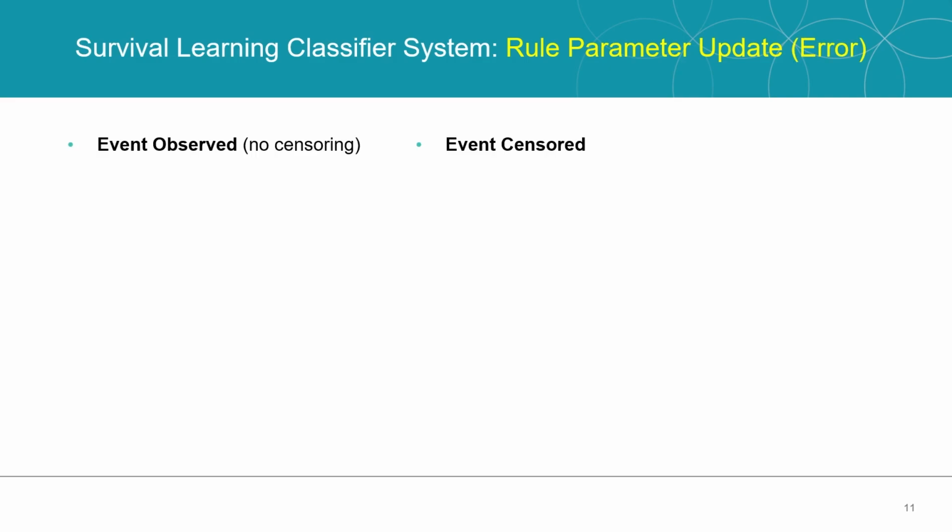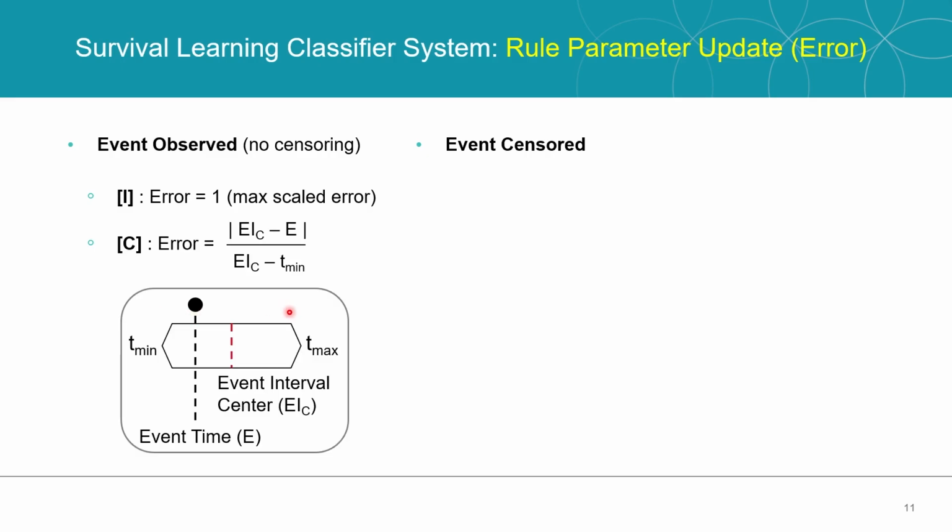Now let's take a quick closer look at how we calculated error in instances that were not censored and were censored. If the rule was in the incorrect set, error was set to a maximum of 1 by default. If it was in a correct set, error was calculated with the following equation, where given an event interval with a maximum time and a minimum time, we focus on the event interval center, which serves as a default specific time prediction for the rule, and we calculate the relative distance between the event interval center and the instance's observed event time. And this is scaled by a maximum distance of the event interval center minus the minimum time. This way our errors always fall between 0 and 1.